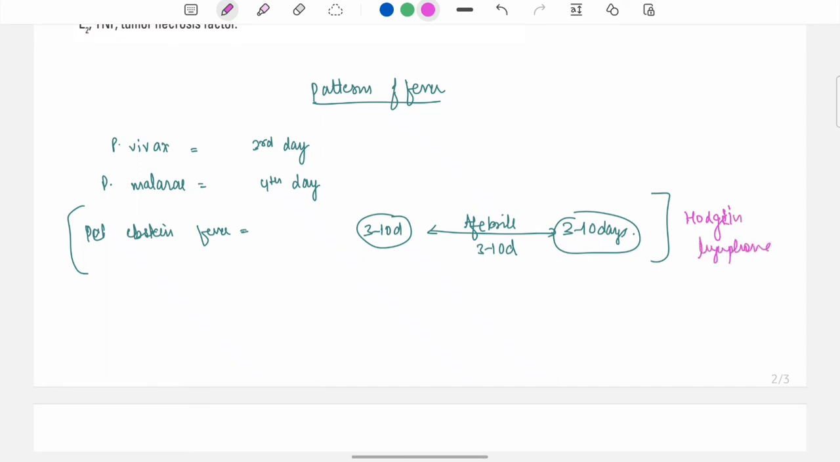Okay. Then there is cyclic neutropenia. What is cyclic neutropenia? Cyclic neutropenia is fever every 21st day. Okay, these are the main patterns of fever. Now, there are two terms related to fever: one is hyperthermia and one is hyperpyrexia.